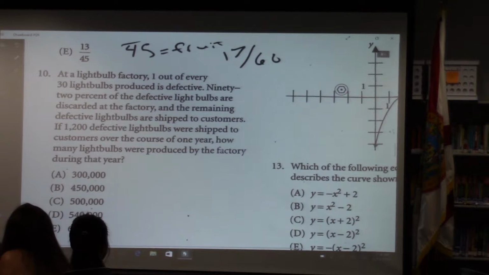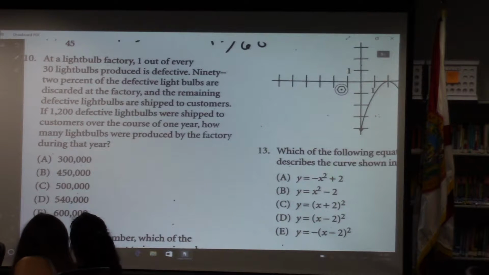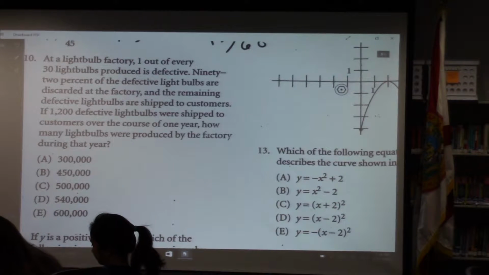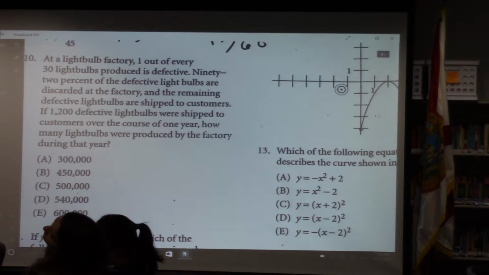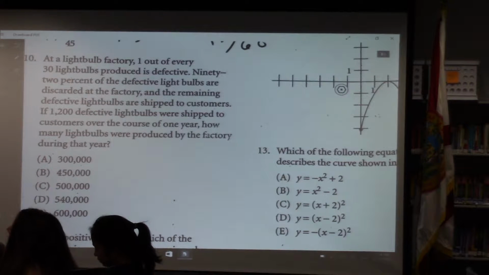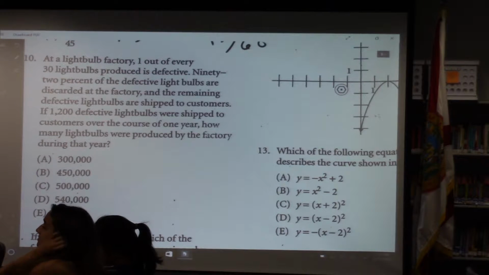Light bulbs. Big problem with the light bulb factory. Who wants to read? Let me just take volunteers. Can you read this for me? Thank you. At a light bulb factory, 1 out of every 30 light bulbs produced is defective. 92% of the defective light bulbs are discarded at the factory, and the remaining defective light bulbs are shipped to customers. If 1,200 defective light bulbs are shipped to customers over the course of 1 year, how many light bulbs are produced by the factory during that year?